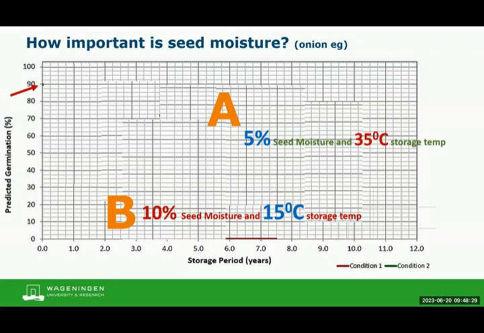So under which situation will the onion seeds remain viable for a longer time? Will it be the one in the cold storage, that is B, or the one stored under ambient conditions, not in a cold storage, where we found some way to dry the seeds a little bit? So what would it be? The cold storage or the hot storage? What do you think?